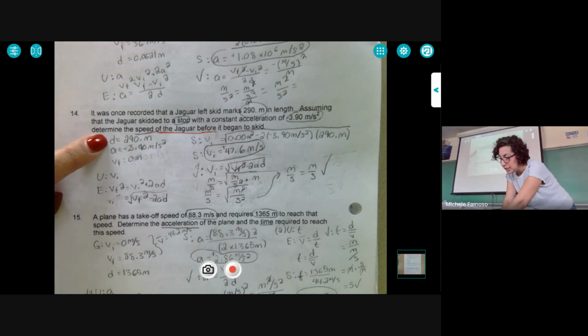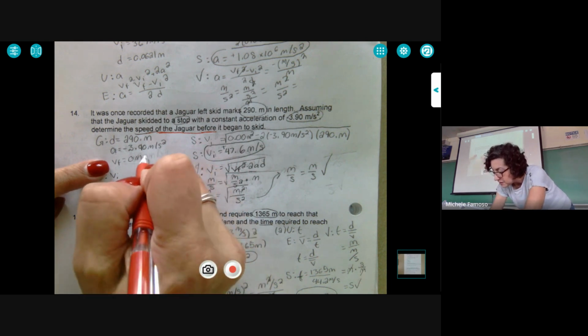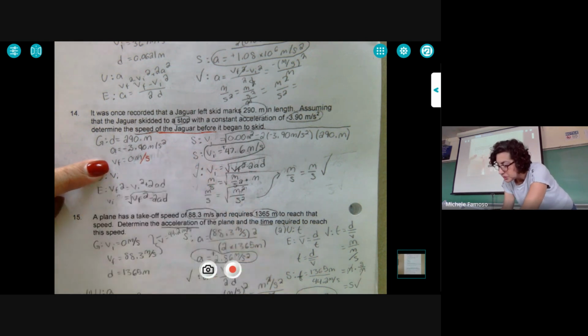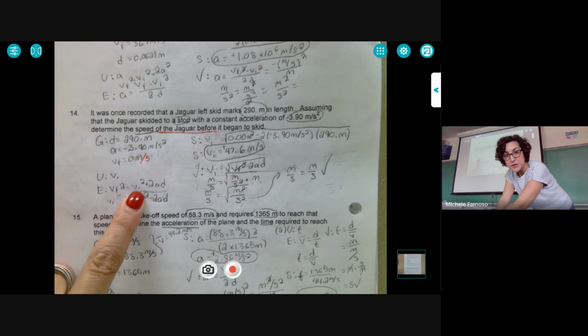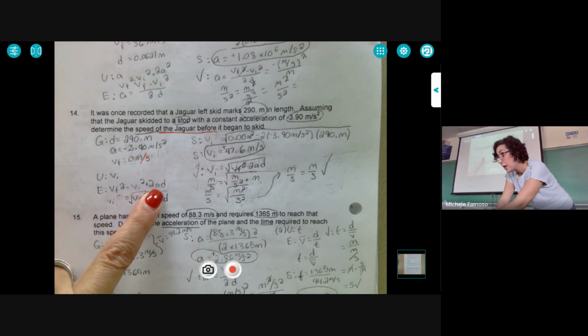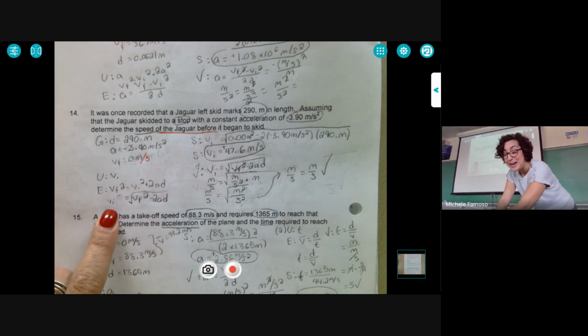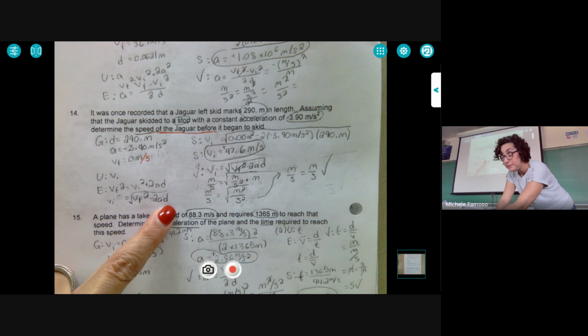You've got your D, you've got your A. She has her VF, but VF is 0 meters per second. So we're looking for VI. This is the right equation. VF squared is VI squared plus 2AD. Now, we have not done that equation solved for VI yet. So this is the first time you're seeing it solved for VI. VI is equal to the square root of VF squared minus 2AD.